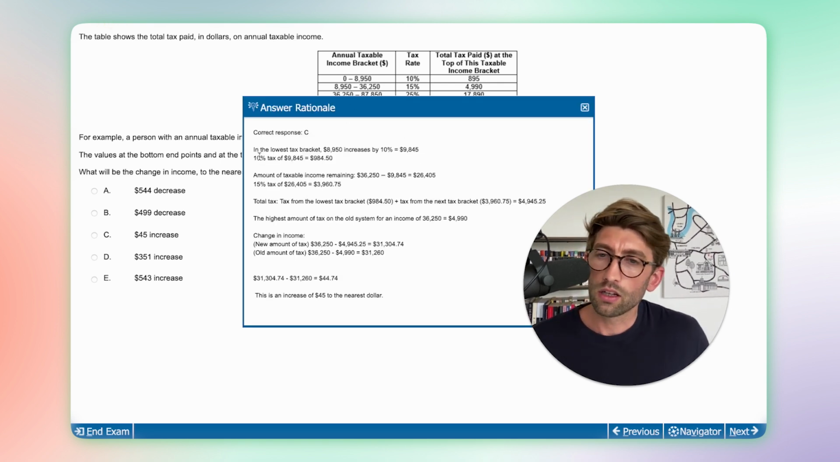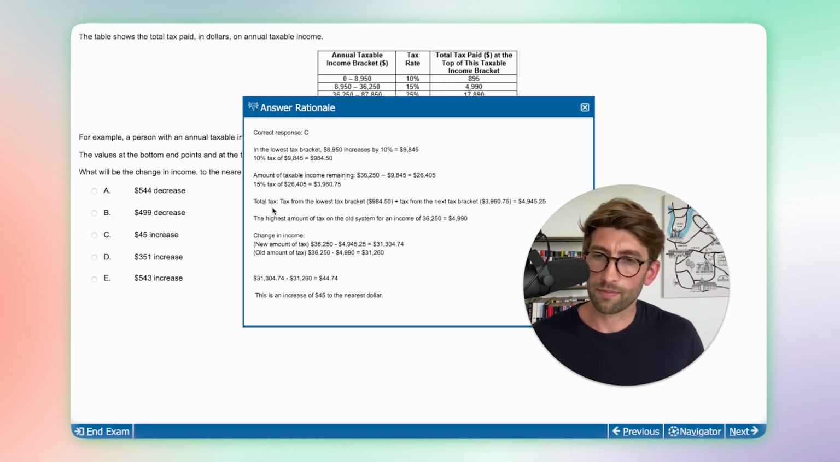So in the lowest bracket, 895 increases to, yeah, that's it. So nearly 10 grand, right? So there's an increase in tax of 984.50, right? So the amount of taxable income is that minus that, yes, gives you the 26 grand. He times it by 15, and that gives you the amount that they have to pay.